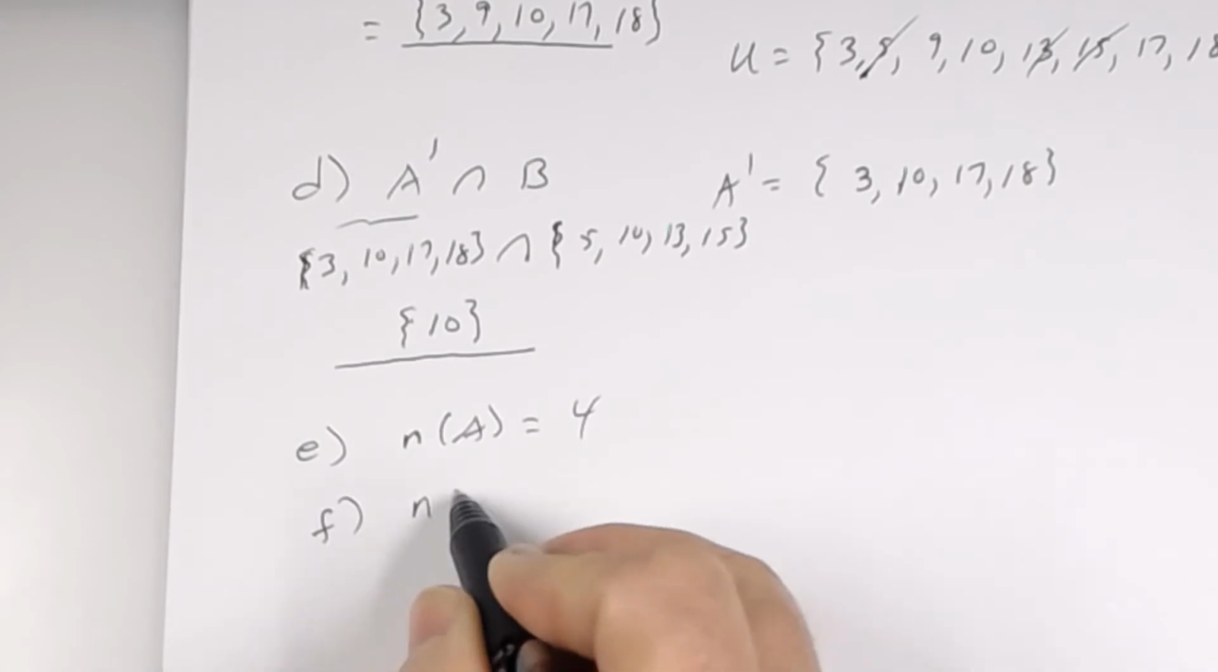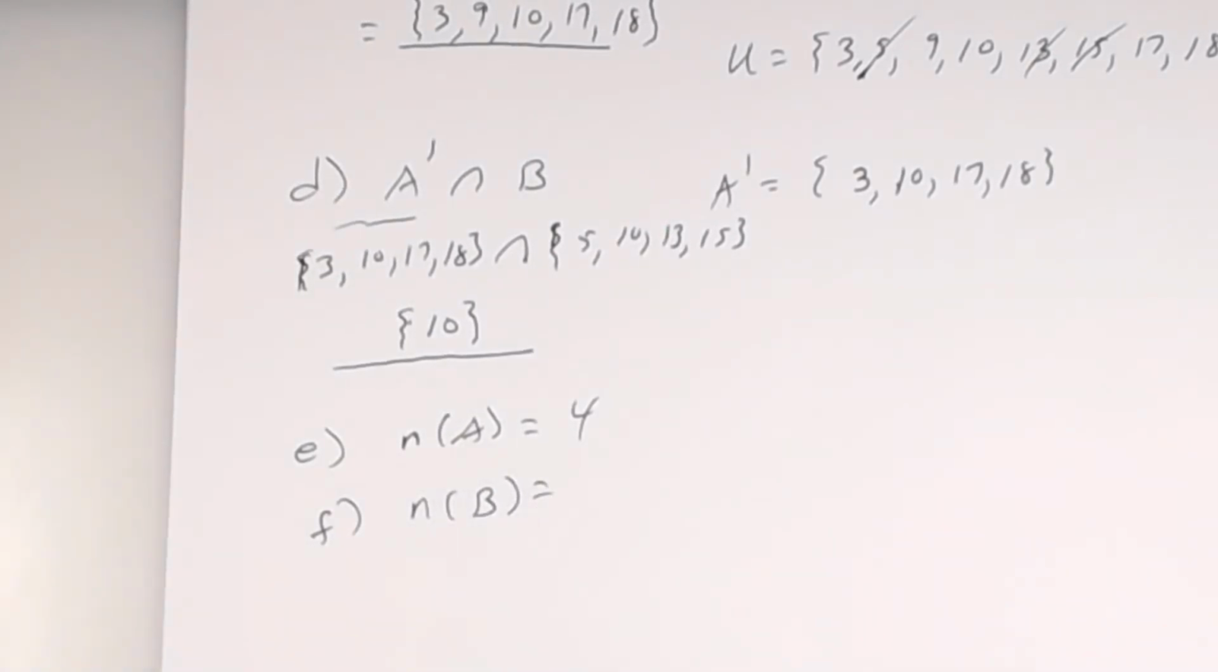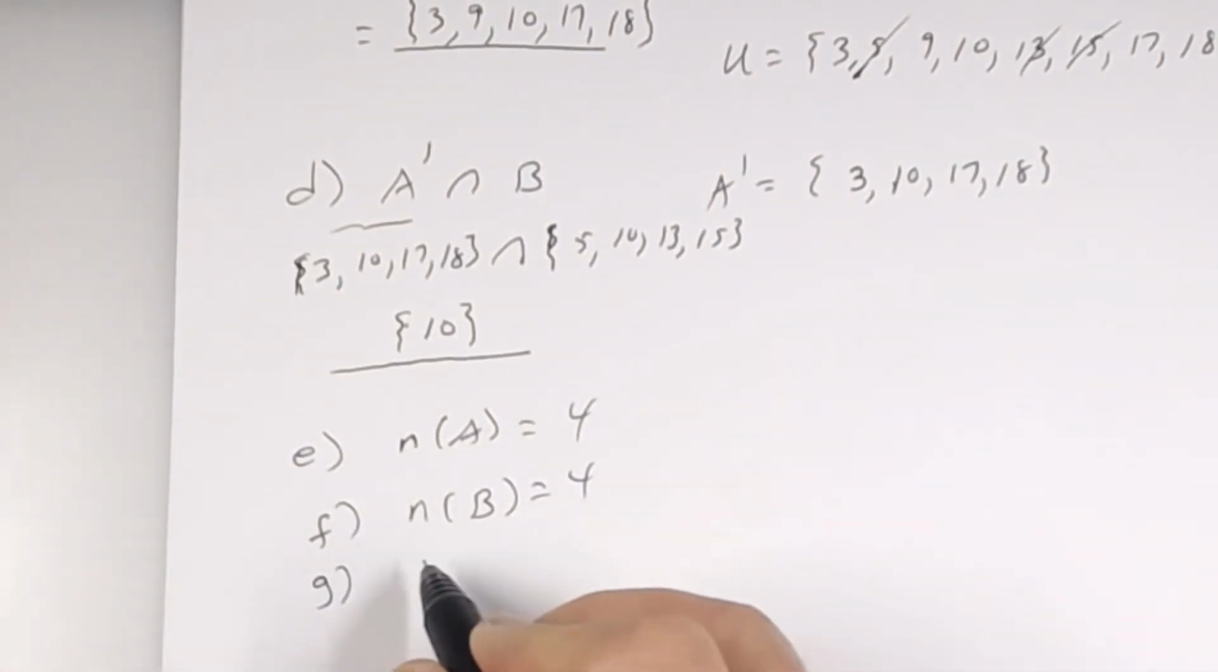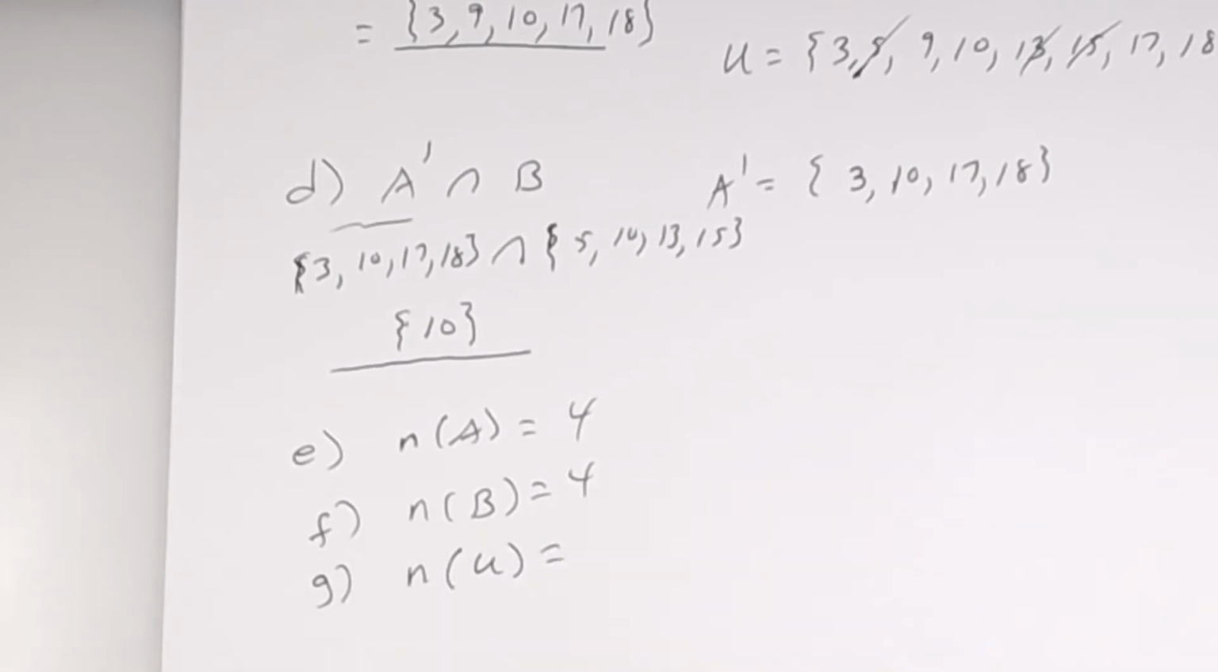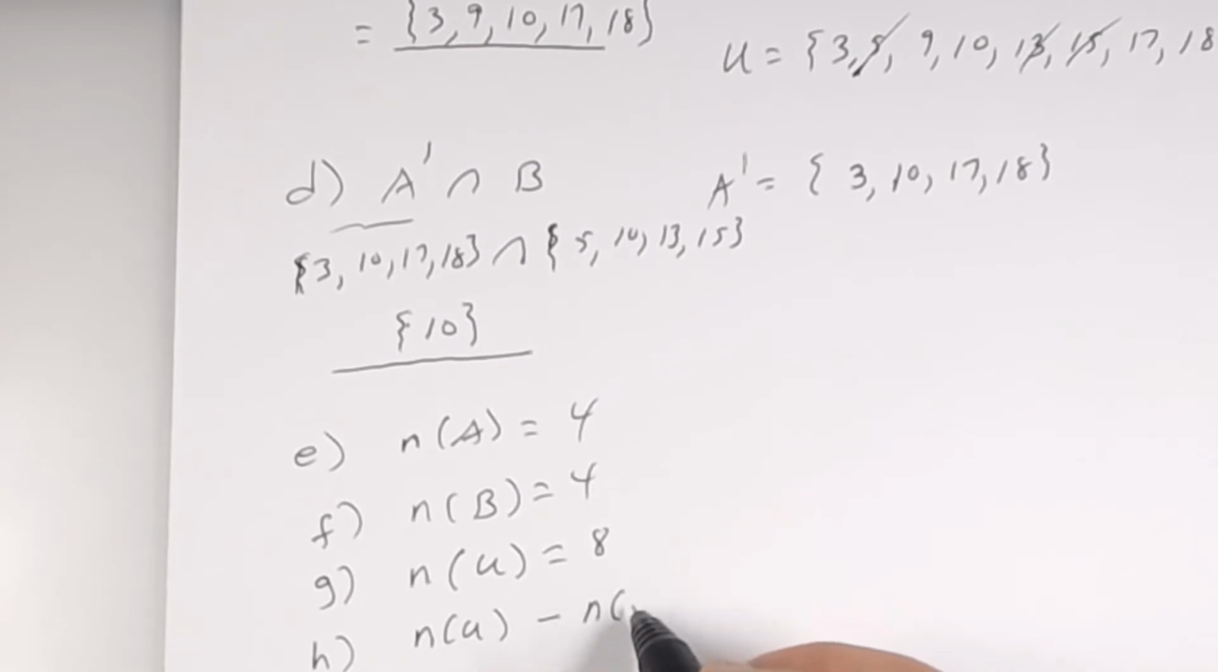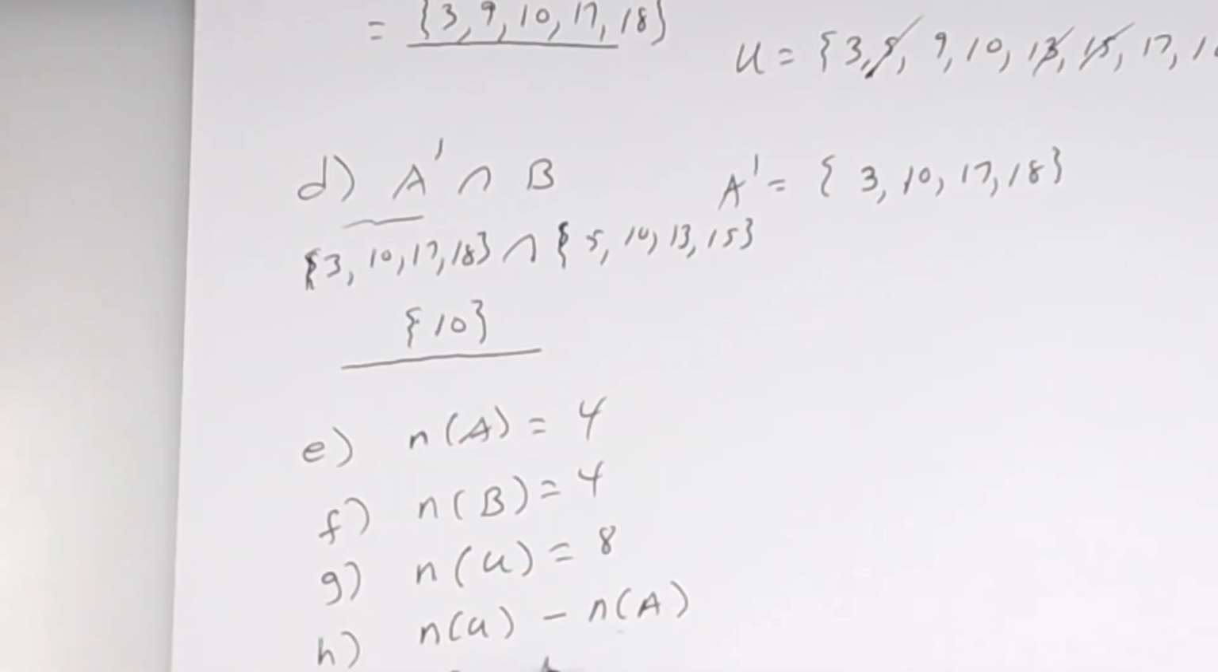F, what's the cardinality of set B? 4. G, what's the cardinality of my universal set? 8, because there are 8 elements, right? Okay, and then what about this? H. What is the cardinality of U subtract the cardinality of A? Well, first of all, what's the cardinality of U? 8 minus, what's the cardinality of A? 4. So what's the cardinality of U minus the cardinality of A? 4. All right.